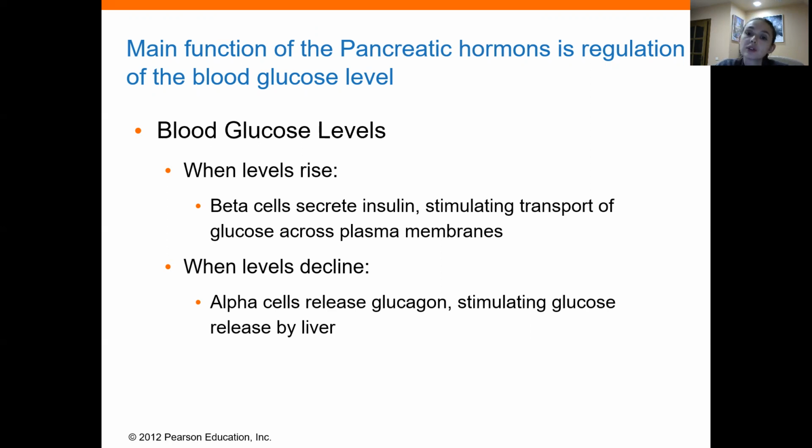When the level of glucose is going to decline, alpha cells are going to release glucagon. Glucagon also affects the adipose tissue, skeletal muscles, and the liver. In these tissues, it will stimulate glycogen to break down to produce glucose, to release glucose to the bloodstream, and in this case, to increase its level.